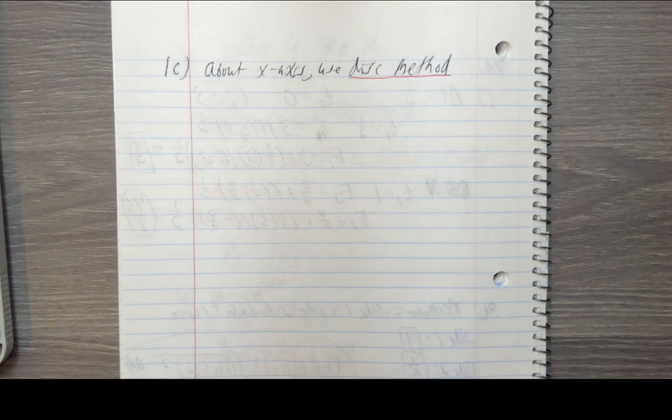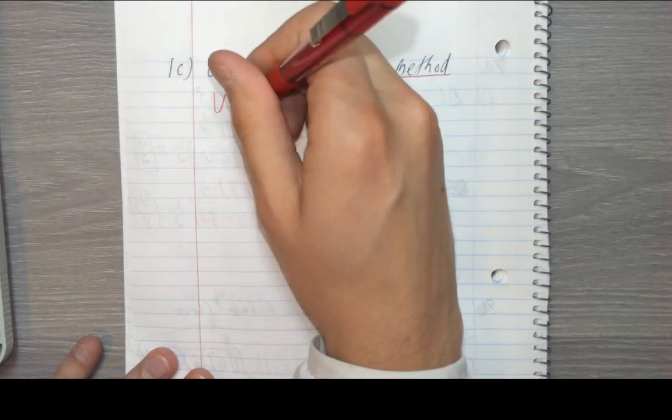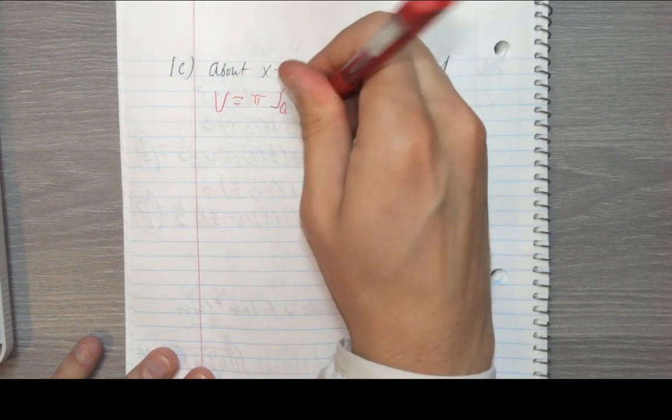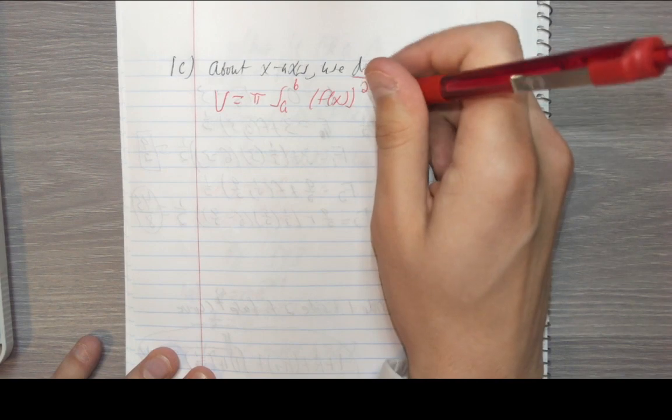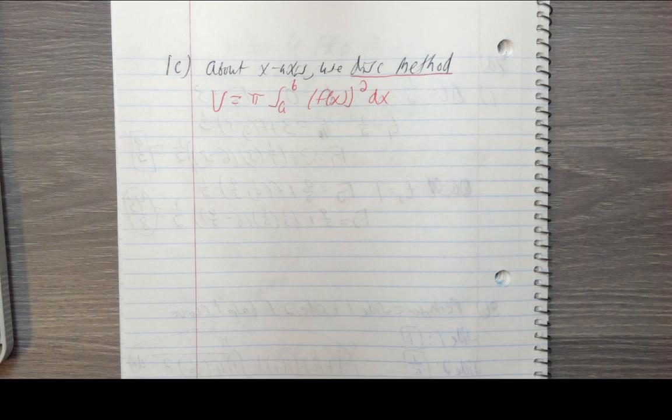So using the disk method, here's the formula. You might want to write this down, Hunter, have this somewhere. Volume equals pi times the integral from a to b of the quantity f of x squared dx. All right, and this will pretty much give you everything you need.